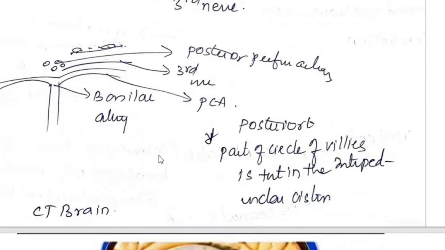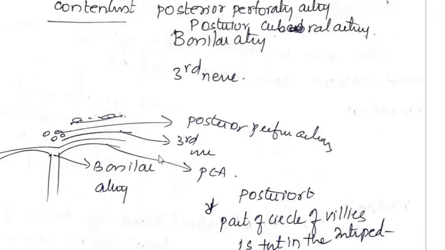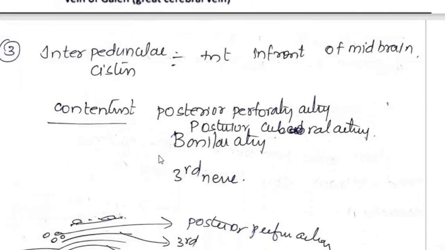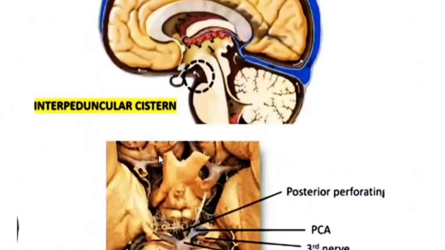The anterior communicating artery is not related to the interpeduncular system. Only the basilar artery and PCA division, only that posterior part of the circle of Willis, is related to the interpeduncular system. Okay, now you know what the interpeduncular system is and the contents of the interpeduncular system.